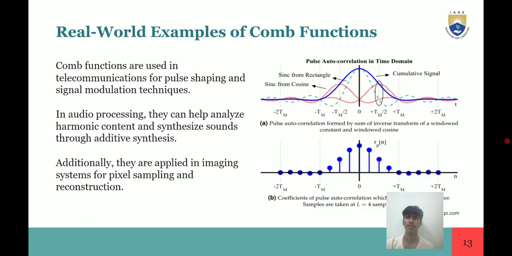Real-world examples of comb functions. Comb functions are used in telecommunications for pulse shaping and signal modulation techniques. In audio processing, they can help analyze harmonic content and synthesize sounds through additive synthesis. Additionally, they are applied in imaging systems for pixel sampling and reconstruction.